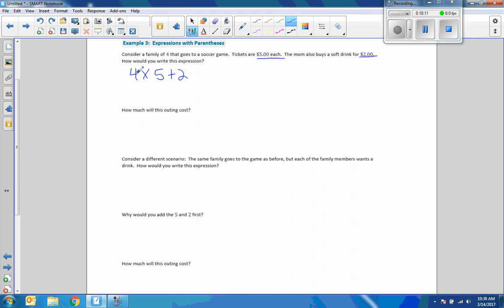This is order of operations again. Parentheses, none. Exponents, none. Multiply, yes. Do this first. 5 times 4 is 20, plus the 2, and that's going to cost that family $22 for 4 tickets and a drink. How much will this outing cost? I just answered that. $22. So actually this was the answer to this. I would write this expression, and then how much would it cost? I should have solved that down here.